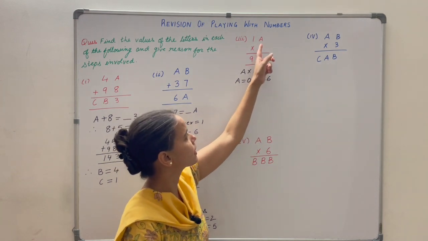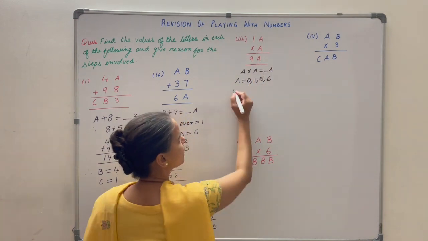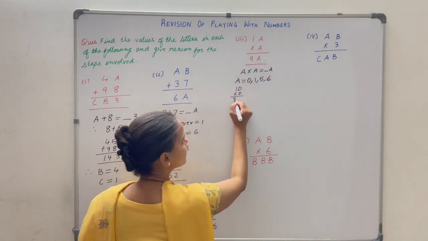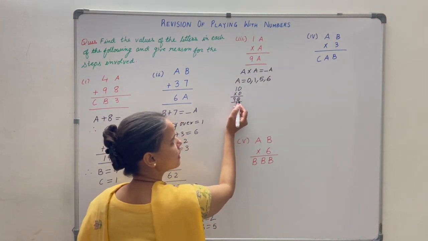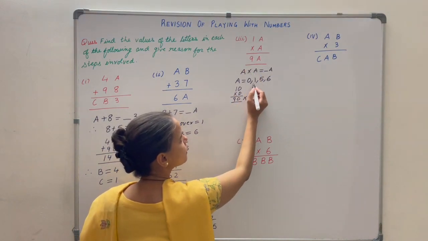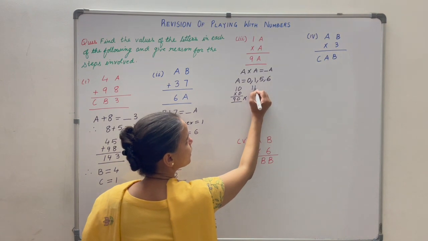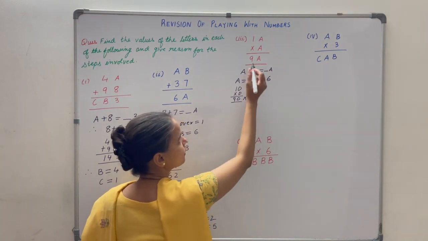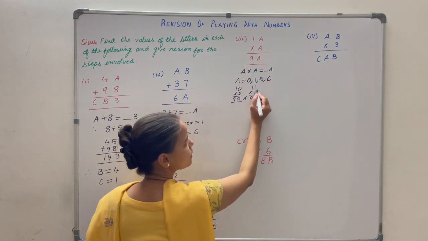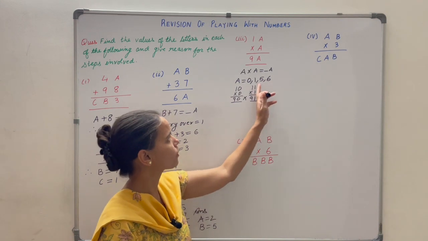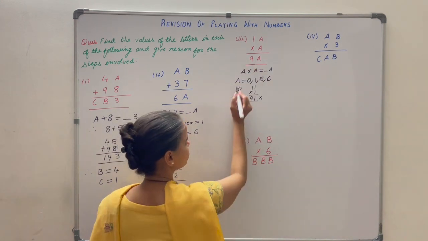When you put A as 0, what do you get? It is 10 into 0. You should get 90, but you will not get 90 because 10 into 0 is 0. So this is wrong. Now let us put A as 1. So 11 into 1, you should get 91. This is also not right because 11 into 1 is 11. This is also wrong. Now let us take 5.